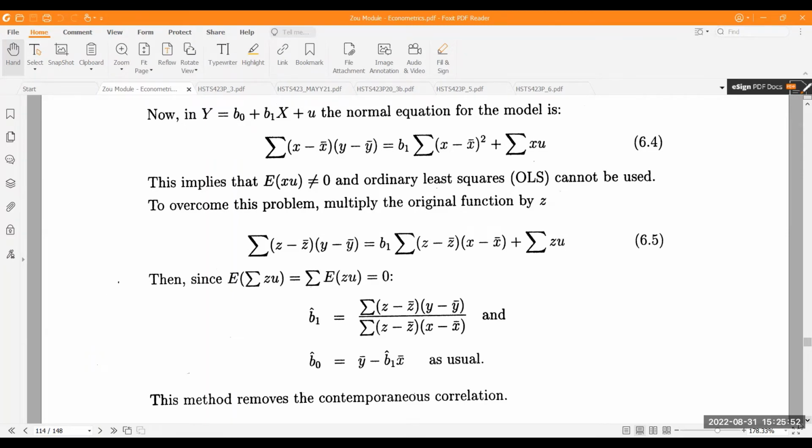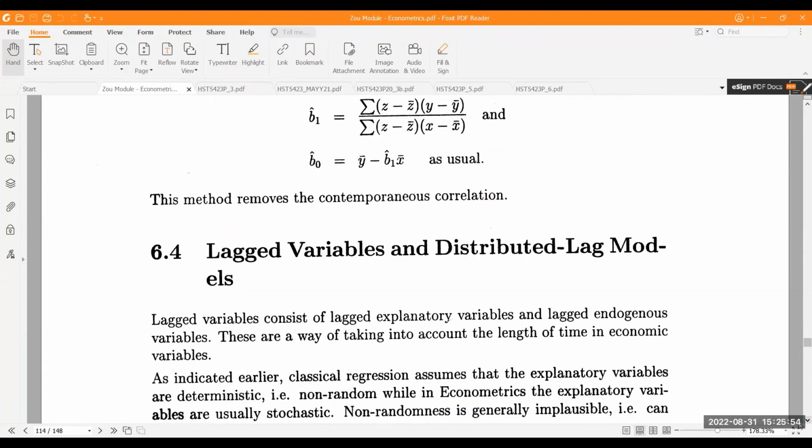And having done that, this method removes contemporaneous correlation. We end up with B1 and B0. If you've done a regression, this should be straightforward and you can be easily followed. What we are simply doing is that we know that X is contemporaneously correlated with U. Then we are substituting X with another variable, which we have defined as what?